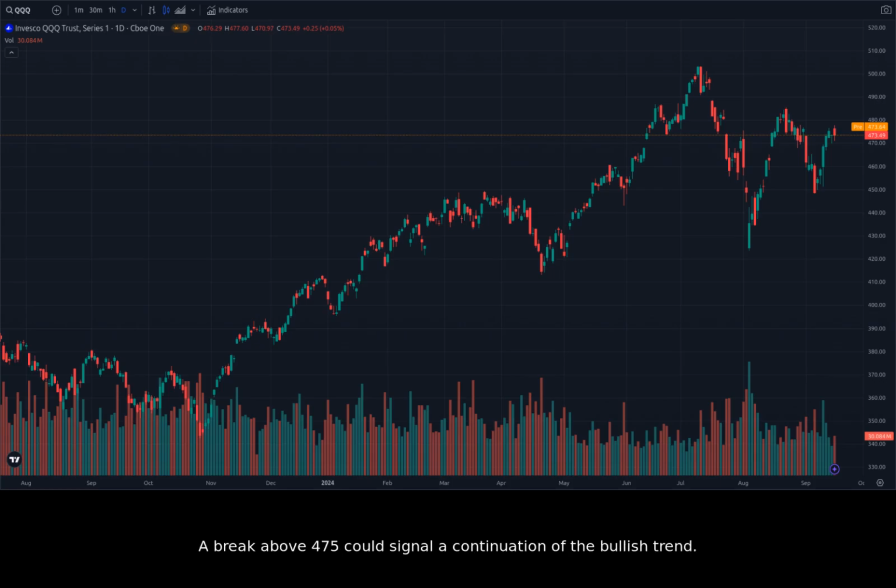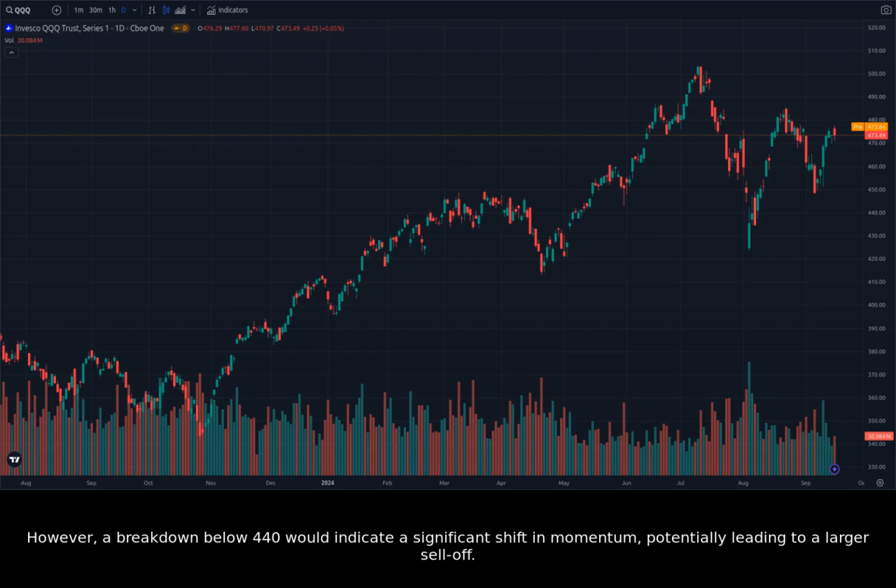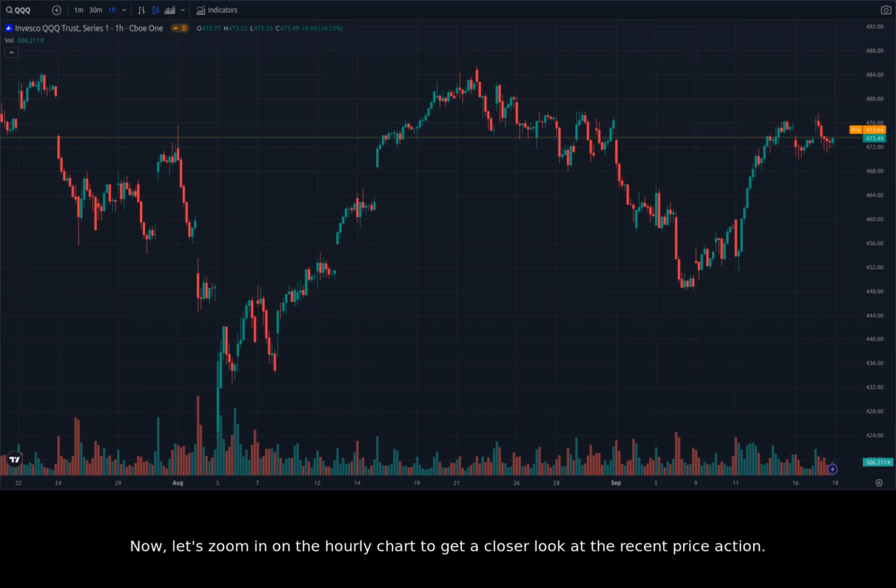A break above 475 could signal a continuation of the bullish trend. However, a breakdown below 440 would indicate a significant shift in momentum, potentially leading to a larger sell-off. Now, let's zoom in on the hourly chart to get a closer look at the recent price action.